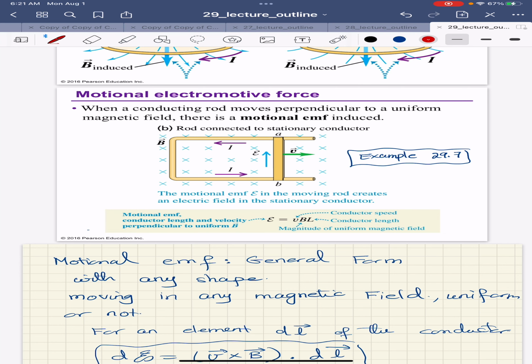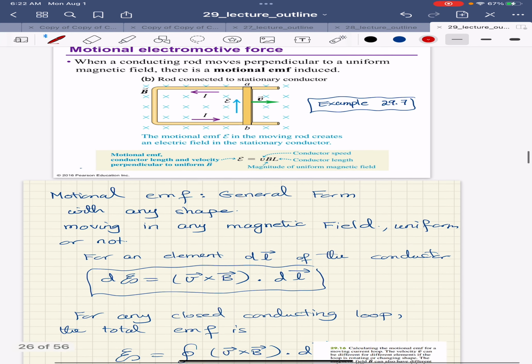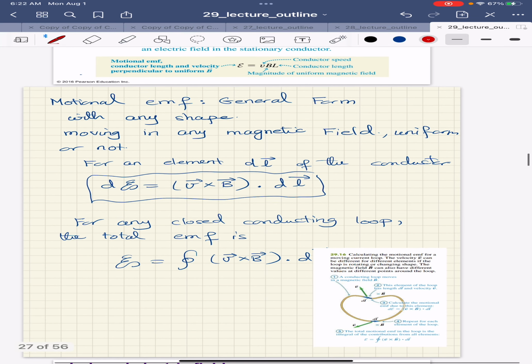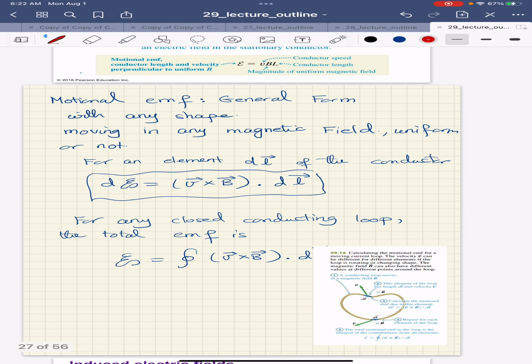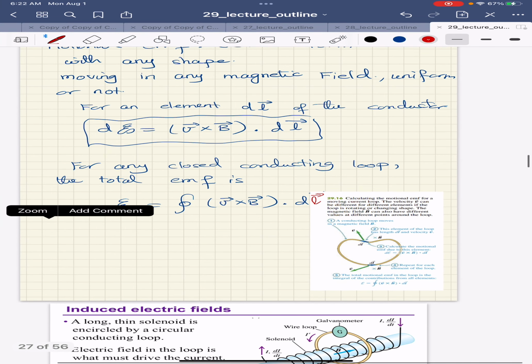Now, the general form, for any shape moving in any magnetic field, uniform or not, is dEMF equals V cross B dot dL, and that is the equation we are going to use and integrate for any closed conducting loop. The total EMF is the closed integral of V cross B dot dL, and this is how we're going to calculate the EMF.